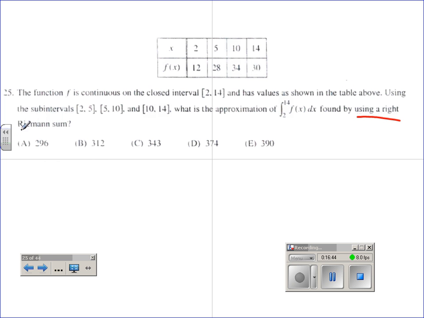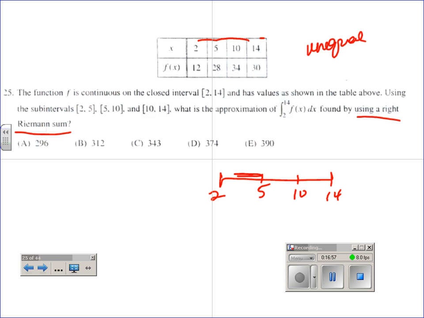Right hand Riemann sum. Notice these are unequal subintervals. So we need to kind of just draw it out. I think that's the safest thing. 2 to 5 to 10 to 14. So this is a difference of 3. Right hand means you do the right hand. Oops, sorry, that's left. Right hand would be using 5, 10, and 14.